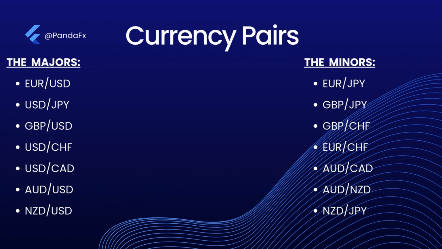And then for the minor pairs, popular crosses, they are called crosses. So the popular ones are the euro against the Japanese yen, the cable against the Japanese yen, the cable against the Swiss franc, the euro against the Swiss franc, and a whole lot of others.